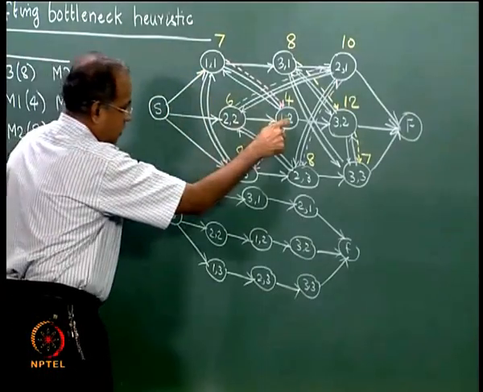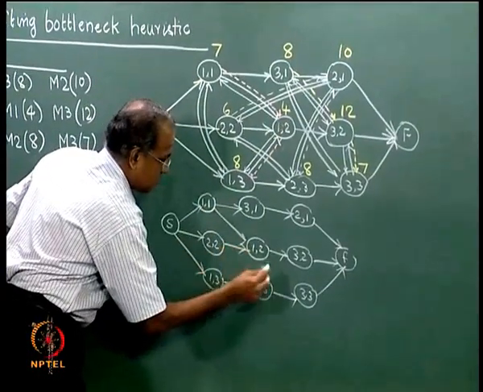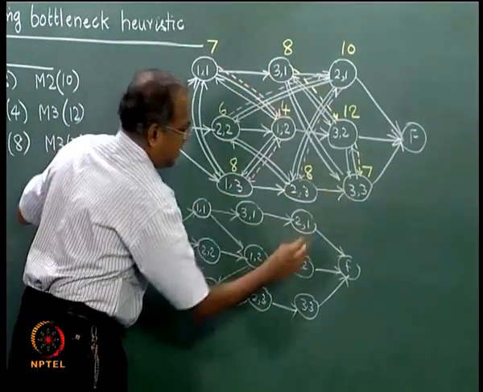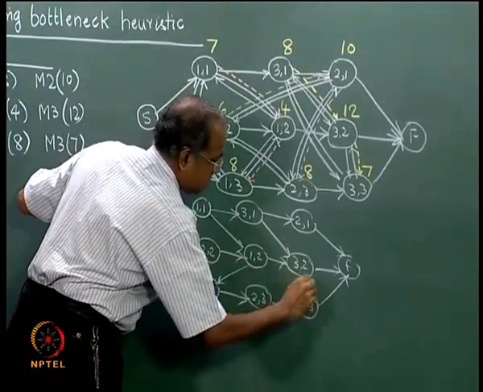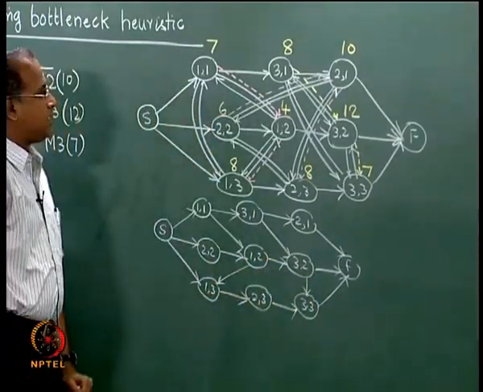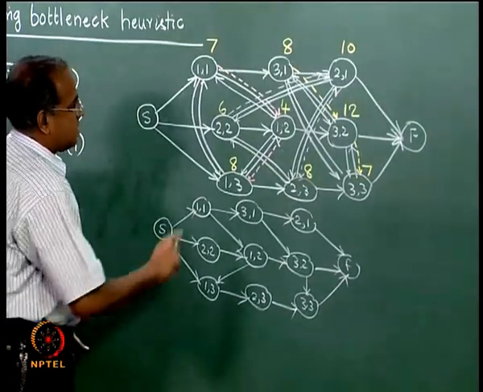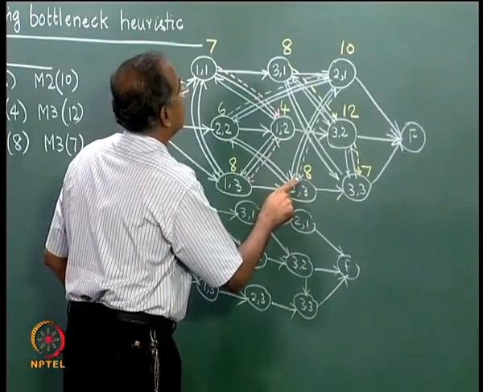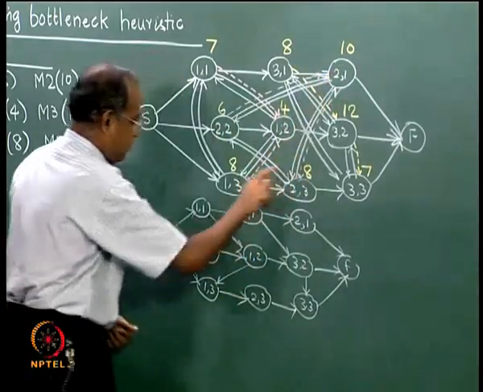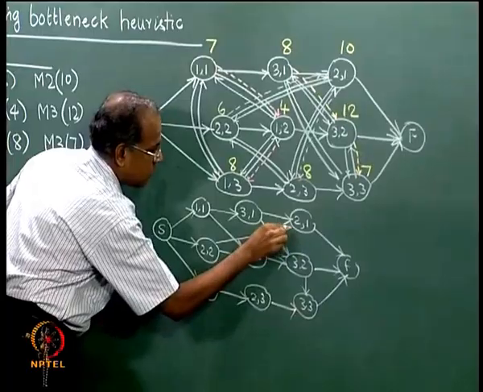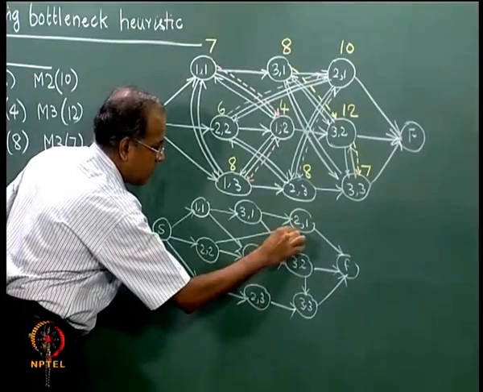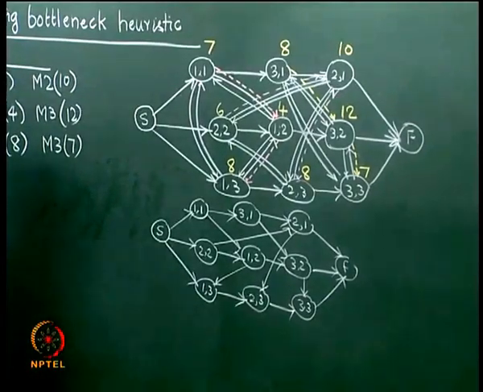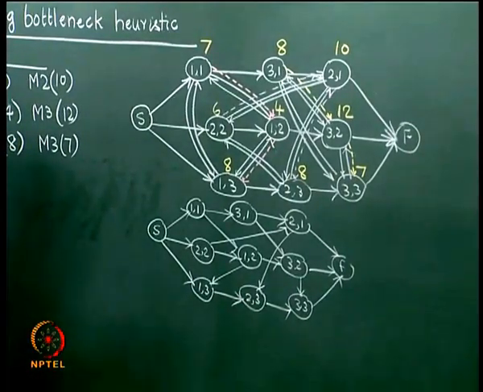Plus of course 1 1 to 1 2 and then 1 3, then 3 1 2 3. So, 3 1 3 2 3 3, and as far as 2 is concerned 2 1 2 3, 2 2 2 1 and 2 3. So, 2 2 2 1 2 3. So, this is the arc that we have. Now, we have to find out the longest path on this.